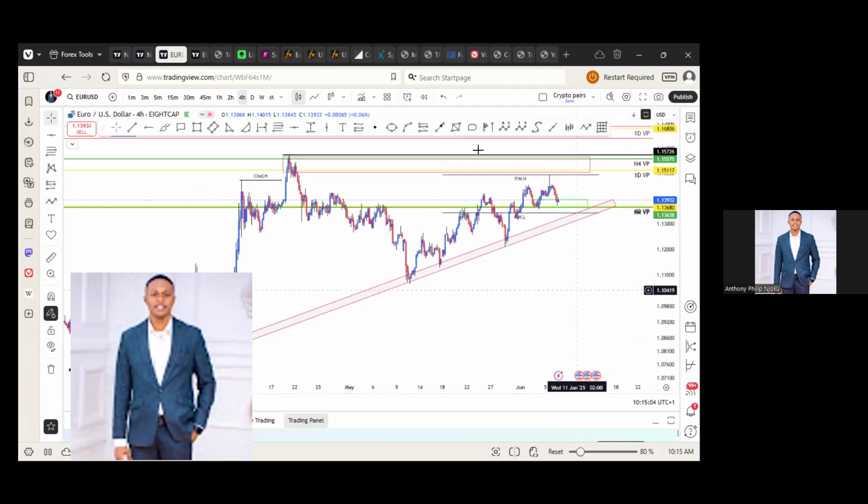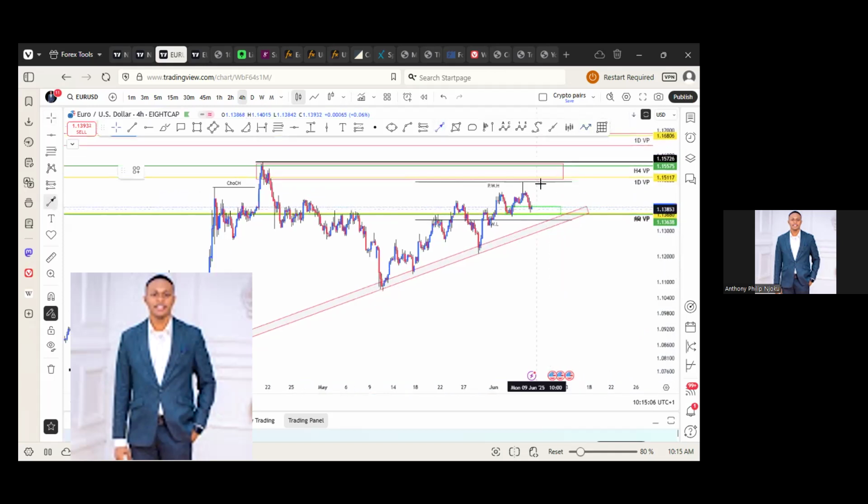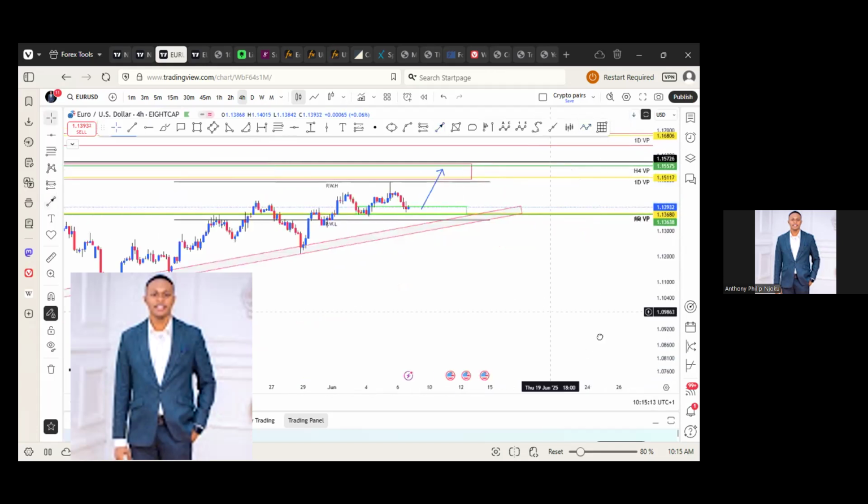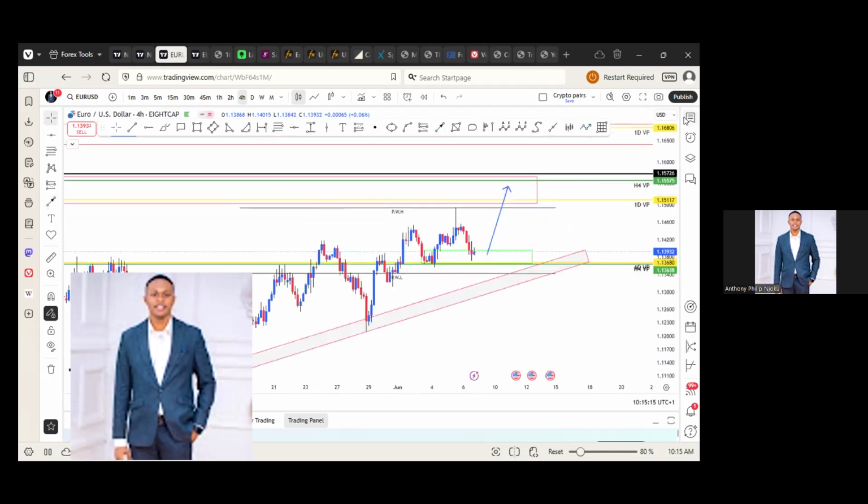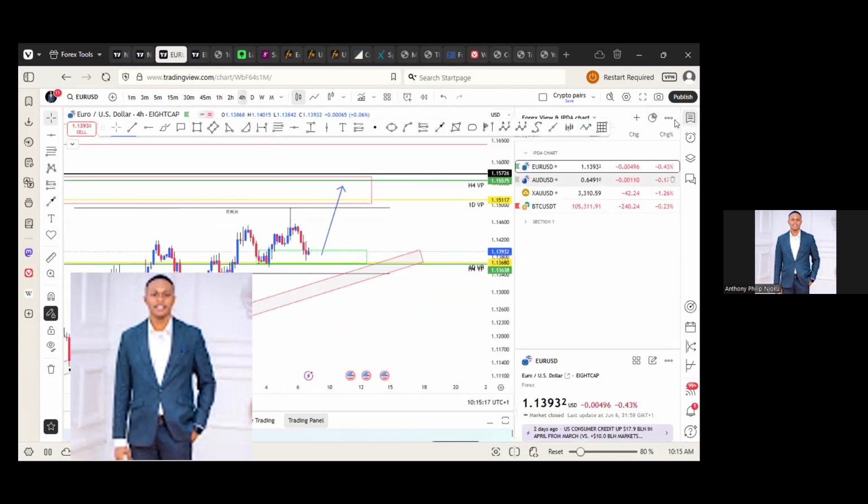For this coming week, from these demands, we expect Euro to start buying to the upside towards this supply zone. That's what we see for Euro USD: a buy, because we're inside the demand zone right now. Then the next is AUD USD.